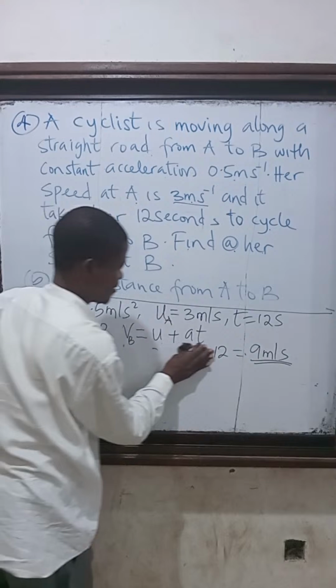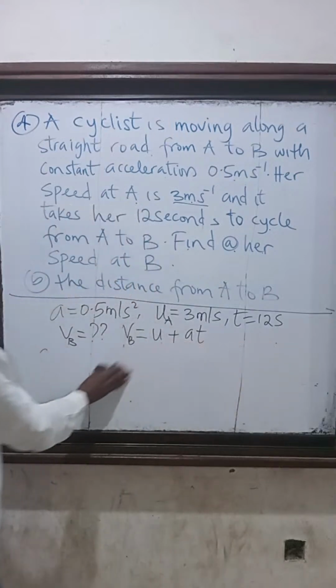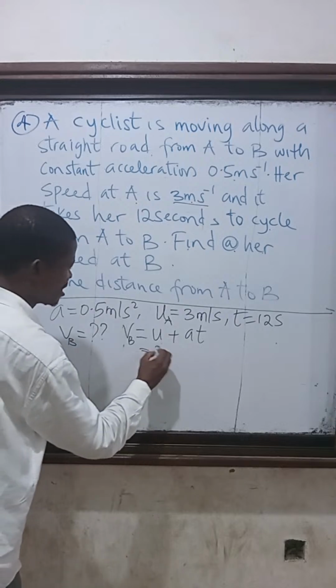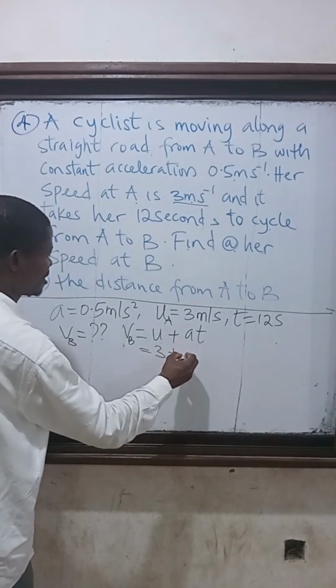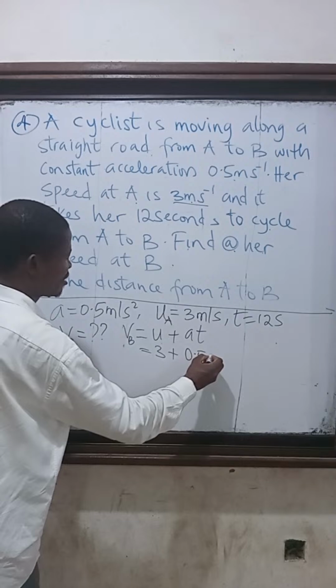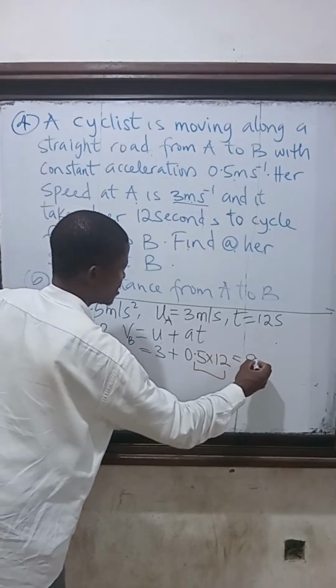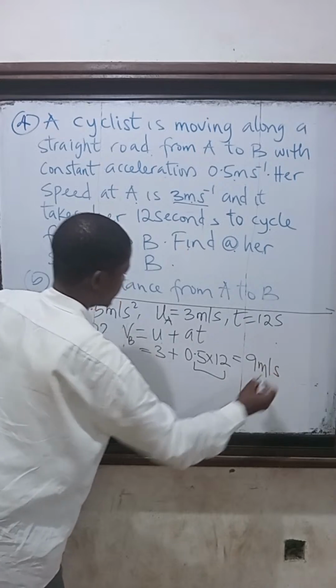Okay, let me repeat that. The substitution: your u is 3 meter per second, your acceleration is 0.5, your time is 12. So this will be 6 plus 3. That's 9 meter per second.